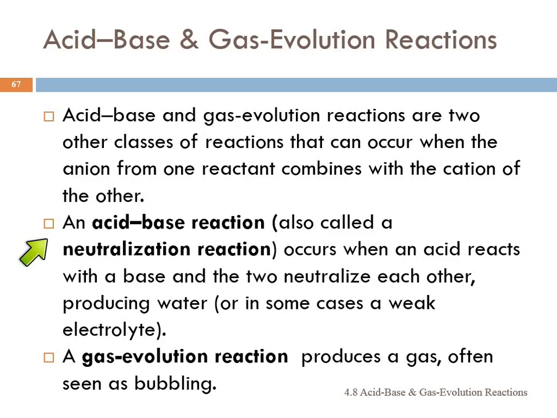In an acid-base reaction, which is also called neutralization, you have an acid reacting with a base. See how the name gives us a clue? We got real creative with these names, right? An acid and a base, and they neutralize each other. And when an acid and base combine, they produce water. Sometimes they'll produce a weak electrolyte, but generally one of the products is going to be water.